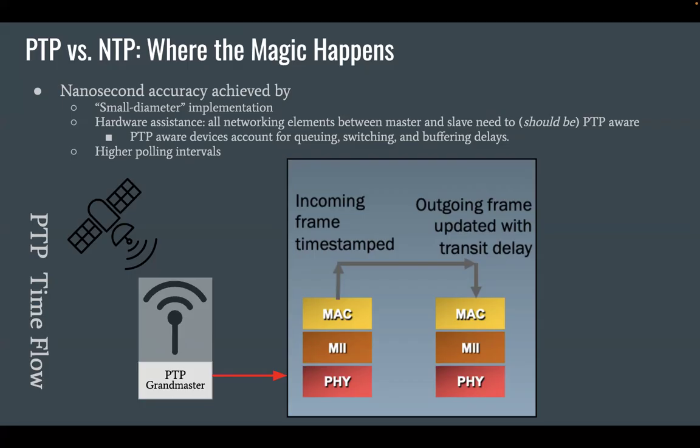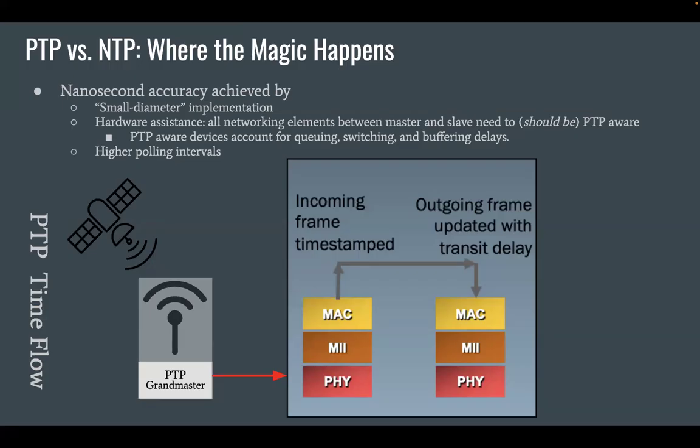As soon as it is possible for the networking element to identify that the incoming frame is a PTP frame, it will timestamp that frame and treat it like other traffic. And then on egress, look at the timestamp and update how much time that frame has spent transiting through this specific networking element.